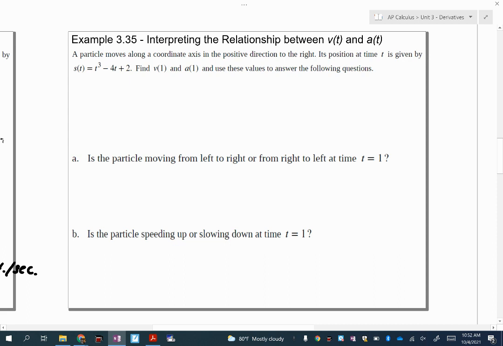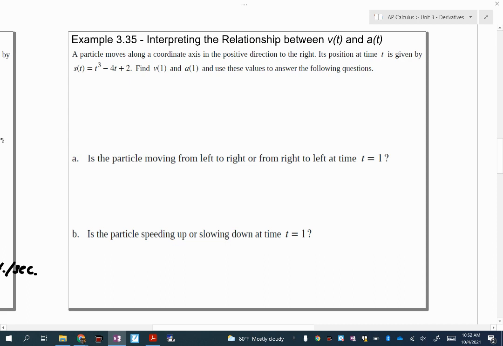So we have a particle that moves along the coordinate axis in the positive direction to the right, and it's given by this position function, t cubed minus 4t plus 2. We're going to find v of 1 and a of 1, and that means velocity and acceleration, and use these values to answer a and b.